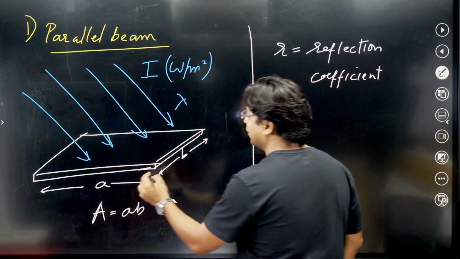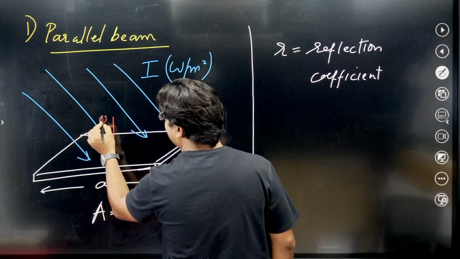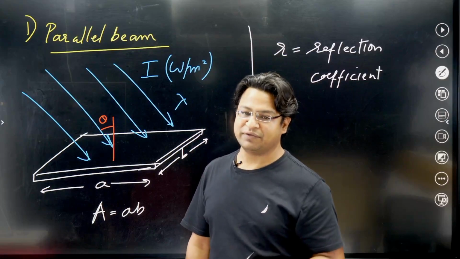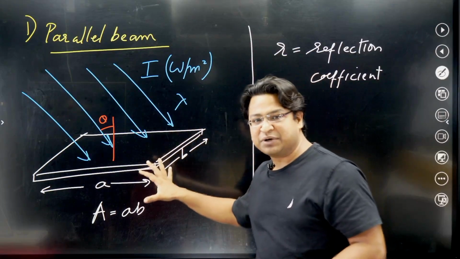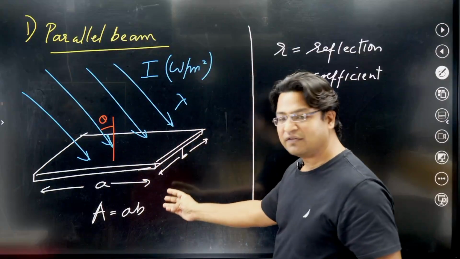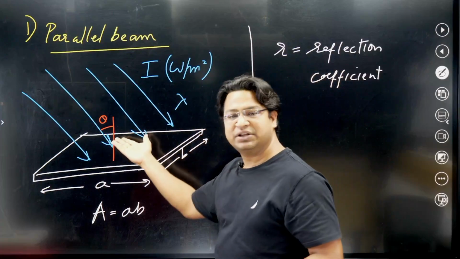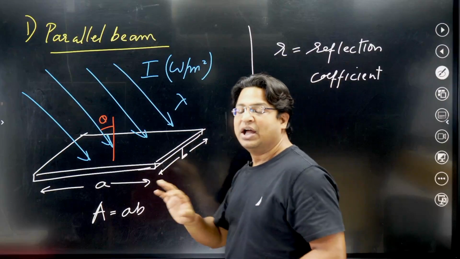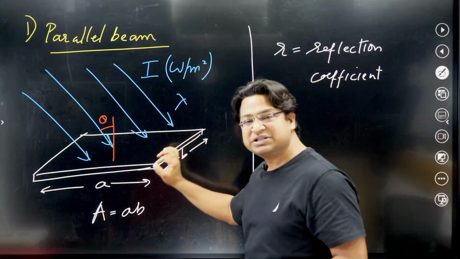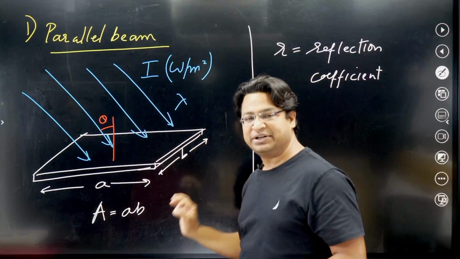Also, if I draw a normal at any point of incidence on this plate, then this angle would be called the angle of incidence. So let us assume that we are also given the angle of incidence. Let me summarize the given quantities. We are given the intensity, the wavelength, the area of the plate, the reflection coefficient, and the angle of incidence. And what is our aim here? Our aim is to figure out how much force this plate will experience because of this beam.